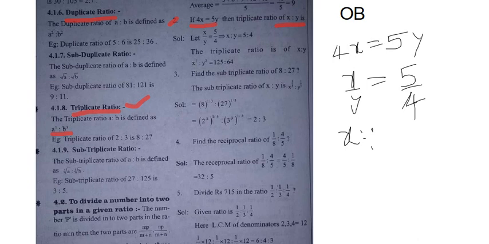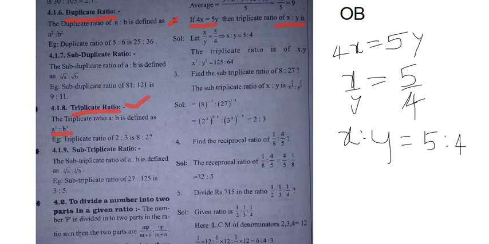Understood, friends? Nothing else is there. They have given 4x equal to 5y, yes or no? That one only. Wait once. What we have written: we have sent y to the other side, that is x by y is equal to 5 by 4. Then this we can also write as x is to y is equal to 5 is to 4.